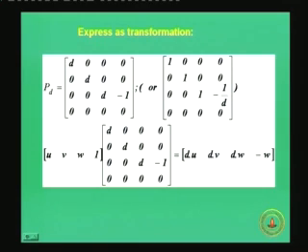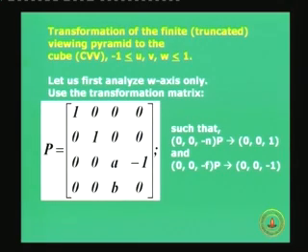So, this projective transformation is fine, but you have to work with the view volume. That is, you need to transform the finite truncated view pyramid to the canonical view volume of size u, v, w ranging from minus 1 to plus 1, and we will do that with one axis after another. Let us first analyze the w axis only.